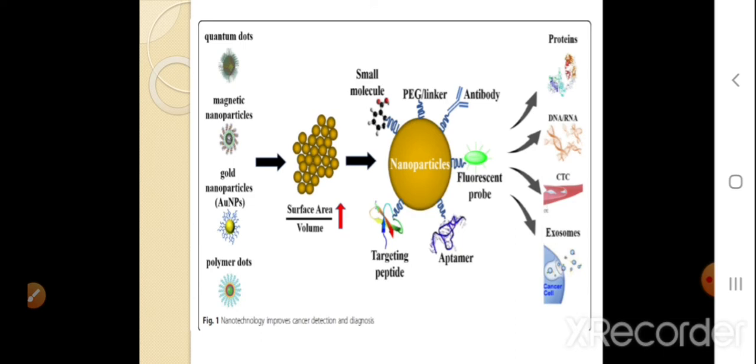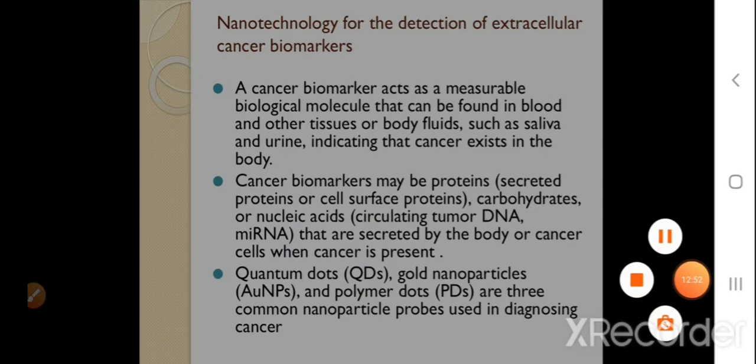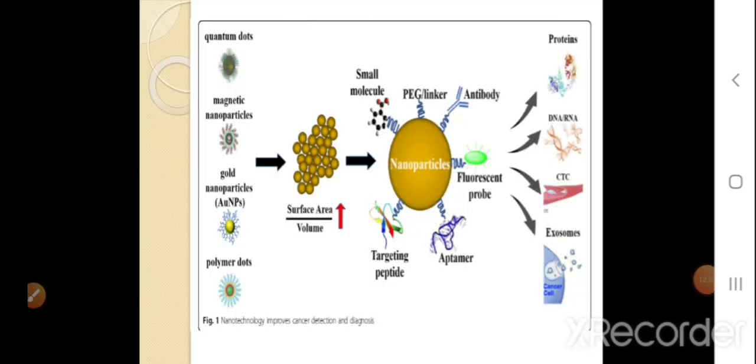Now we are going to have a summary of the various organic and inorganic nanoparticles which are known to us and their application in cancer diagnosis. We have discussed about these classes: the quantum dots, magnetic nanoparticles, gold nanoparticles, polymer dots, and the liposomes. Now, these molecules are undergoing certain modifications. The nanoparticles are functionalized either by chemical modifications such as polyethylene glycosylation, antibody, or they can be tagged with fluorescent probes, aptamers, targeting peptides, or any other small molecules.